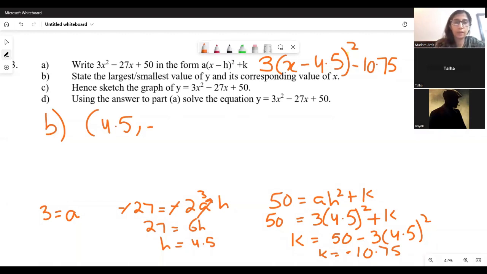-10.75. For y, you just copy the constant with its exact sign. For x, you have to change the sign. Minus 4.5 became plus 4.5. But for y, it's just the constant. So this is going to be where the graph turns.